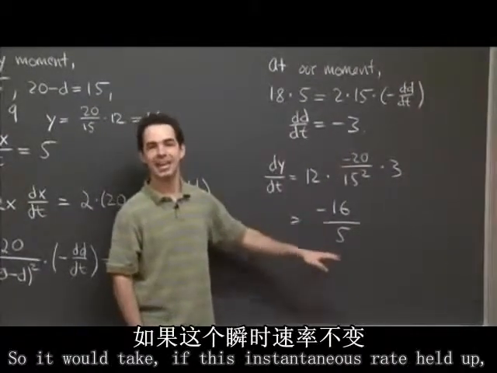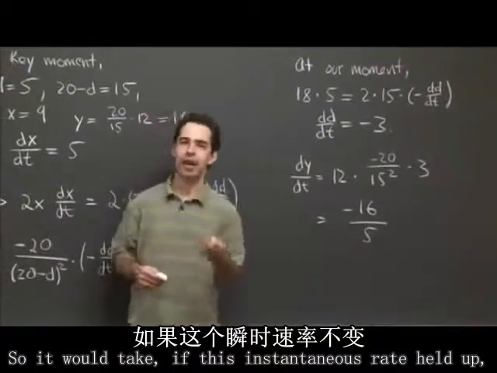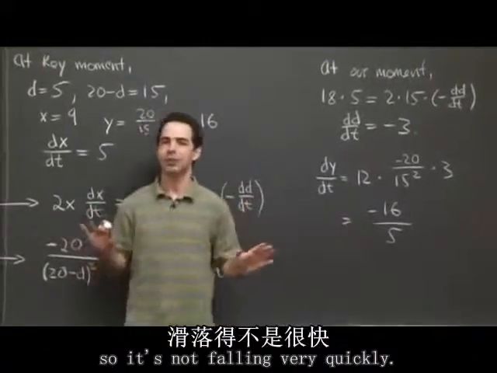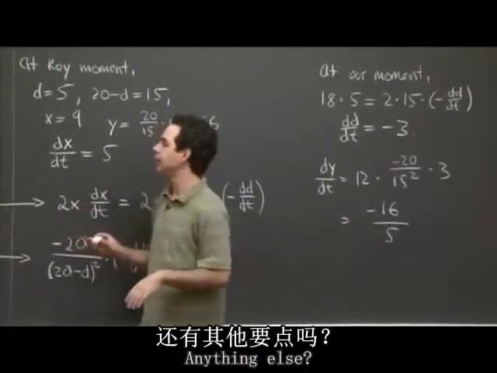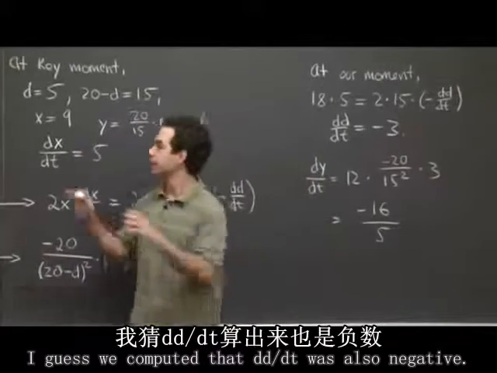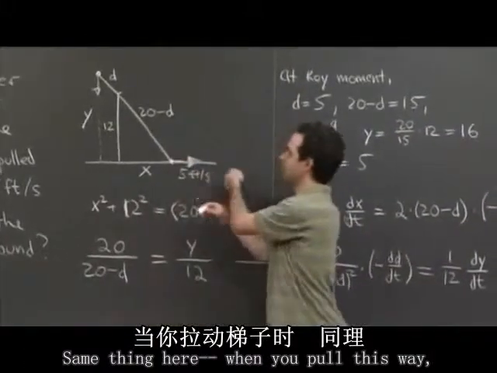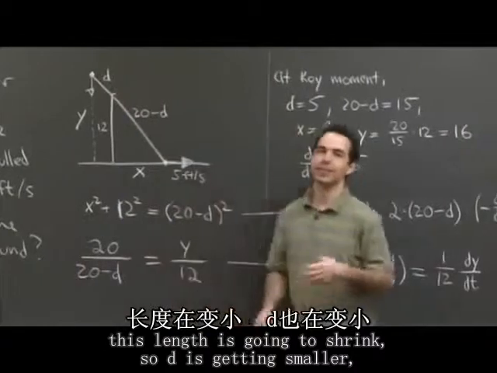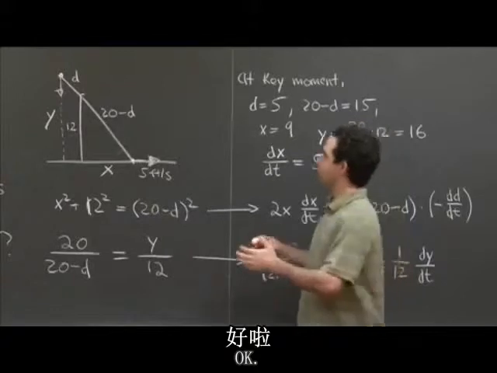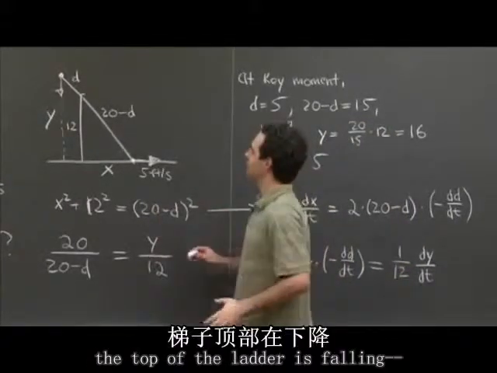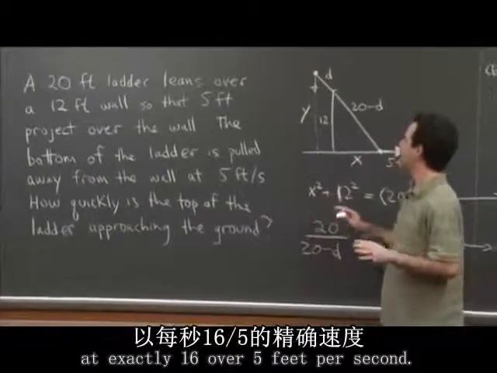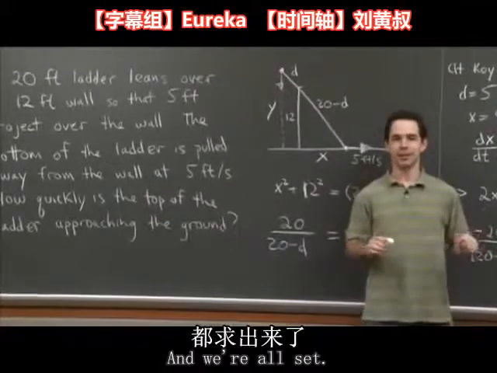If this instantaneous rate held up, which it won't in this situation, it would take 5 seconds to get down. So it's not falling very quickly. That seems about right. Anything else? We computed that dd/dt was also negative. Same thing here. When you pull this way, this length is going to shrink. So d is getting smaller, so it has negative derivative. At this moment in time, the top of the ladder is falling, the thing we're interested in, at exactly 16 over 5 feet per second. And we're all set.